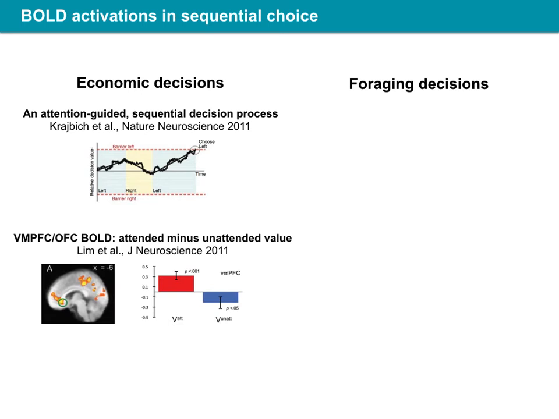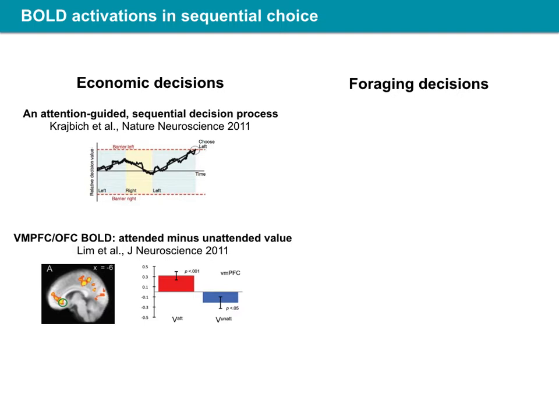And work from the same group has also then shown that the BOLD fMRI signal that you measure in ventromedial prefrontal cortex seems to reflect the relative value of the item that you're currently attending to minus the value of the item that you previously attended to, when you're forced to shift your attention back and forwards between different items. And that's what's shown in this paper in Neuroscience in 2011.